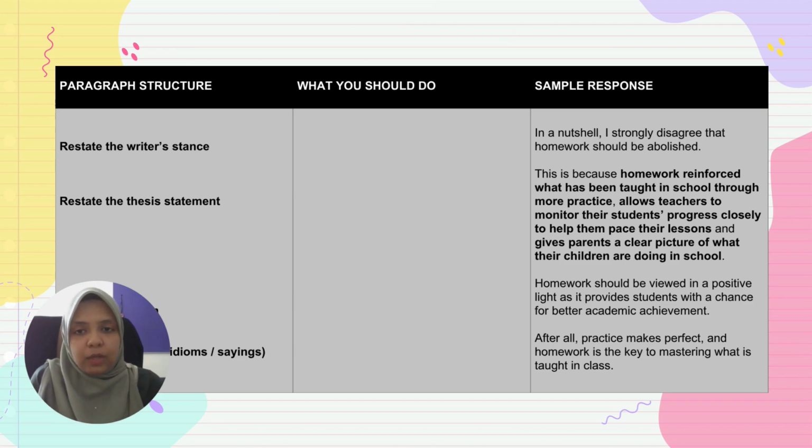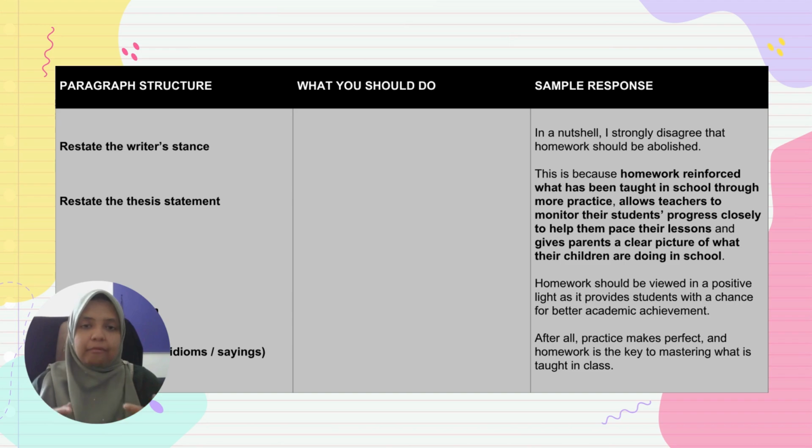All right. Once you are done with restating the thesis statement, now it's time for you to come up with, you can give us a recommendation, a suggestion, a hope, anything that are related to your topic, right? So before you end your essay, you can also end it with a suitable idiom or sayings that are related to the topic being discussed. For example, after all, practice makes perfect, and homework is the key to mastering what is taught in class. And you are done with a complete argumentative essay.